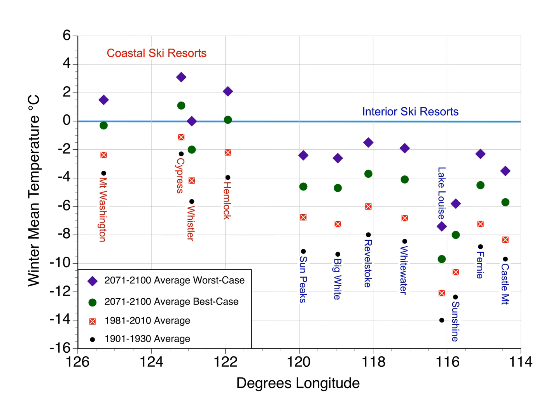The green represents future temperature by the year 2071 to 2100, and that's under the best case scenario, the RCP 4.5. The blue diamond represents the worst case scenario, RCP 8.5. So with this temperature change, we're going to see a shrinking of the ski season.